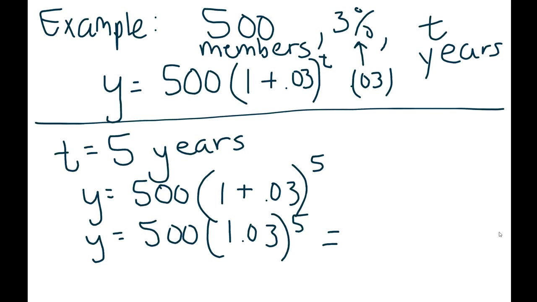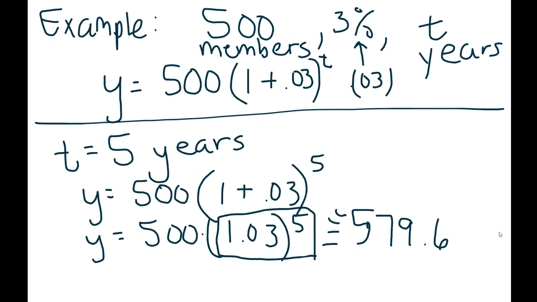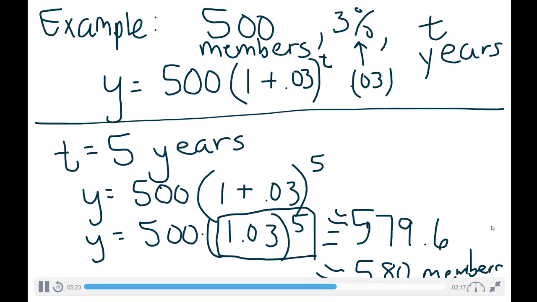So if you do the math right, you should always do your exponent first, and then whatever that is, it's going to end up being like a really long decimal. Leave it in your calculator, and then take it times 500. It should end up 579.6 approximately. So you could say about 580 members. If we're talking people, we want to round it off to a whole number.